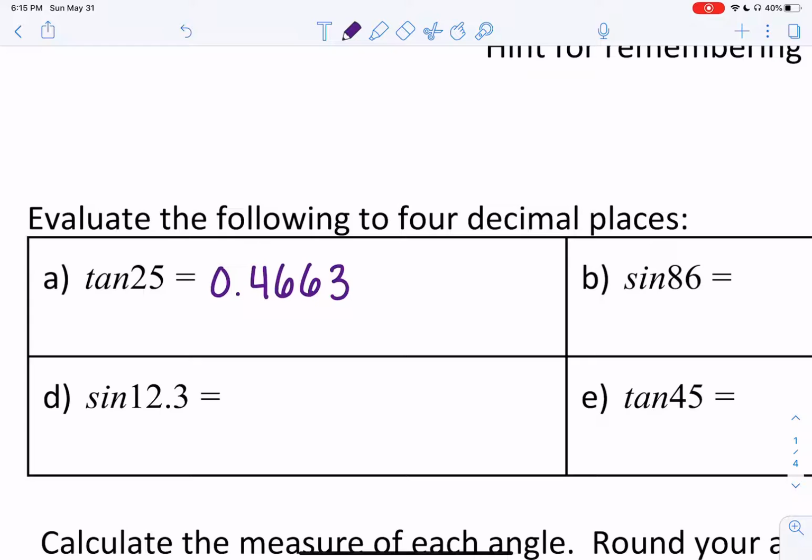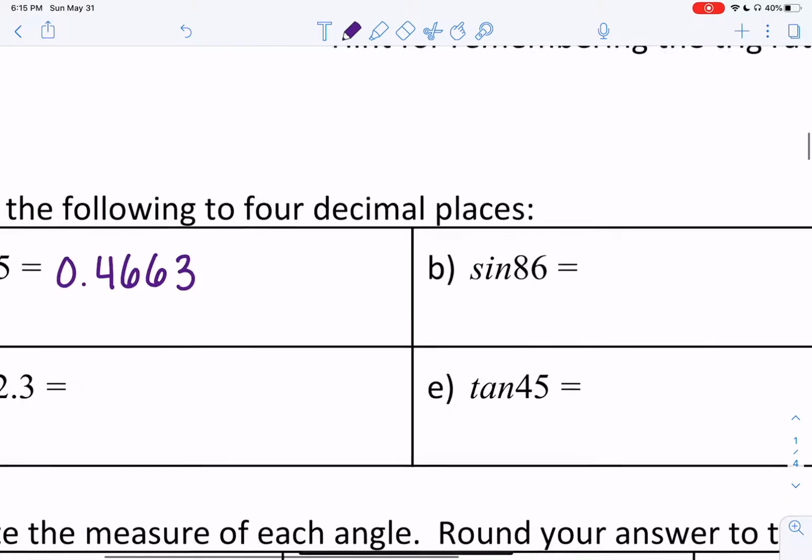If you got an answer, but it's very different than mine, it's likely that your calculator's not on the right setting and it needs to be set to degrees. No matter what happens, if you do not get 0.4663, and as I go through this whole page, you're getting different numbers than me, please send me an email right away and I can help you out with your calculator, because if you're having calculator issues, this stuff will be really hard. So please email me as soon as possible.